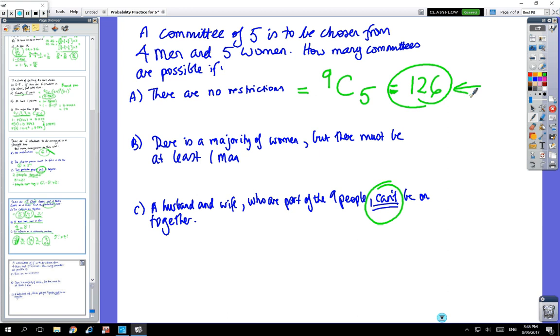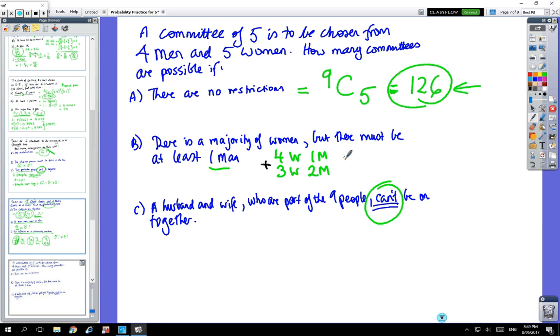Now, the next one, there's a majority of women, but there's got to be at least 1 man, so we could have 4 women, 1 man, 3 women, 2 men, and that's it. We can't have 5 women because there'd be no men. We can't have 2 women because then there'd be 3 men, so there's those 2 committees. So we're going to get those calculations and add them.